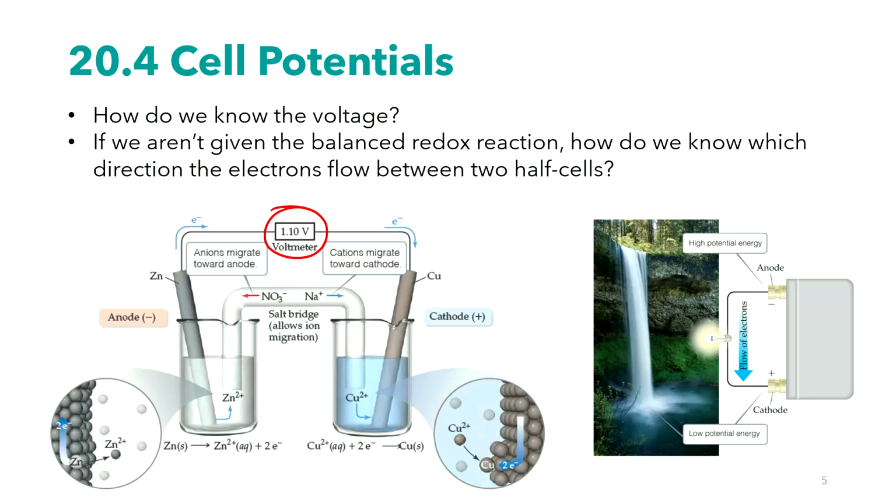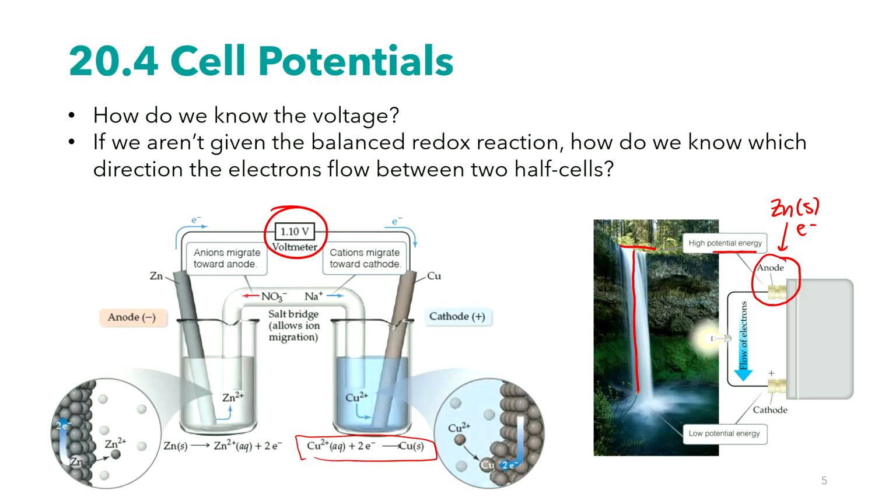We're going to look at standard reduction potentials for all of these reactions. Essentially the idea is we're going to assign reduction potentials, which are essentially potential energies. We say up here, here is our zinc solid. Our electrons are at high potential energy when they're on that zinc. Spontaneously, they would rather be on the copper.